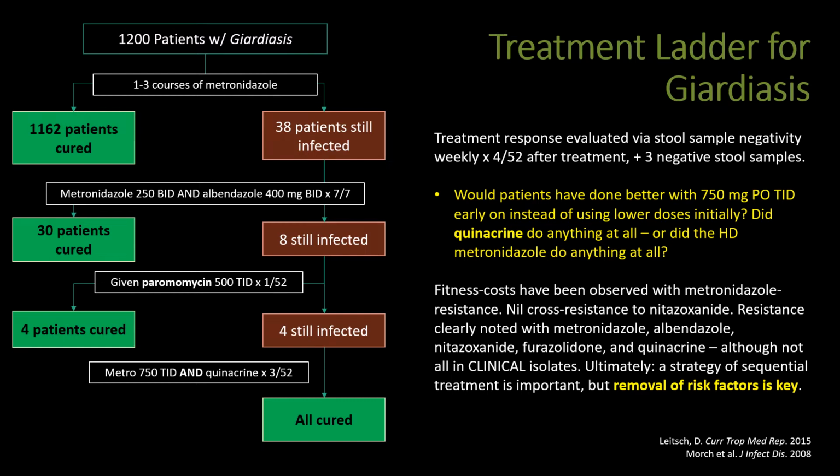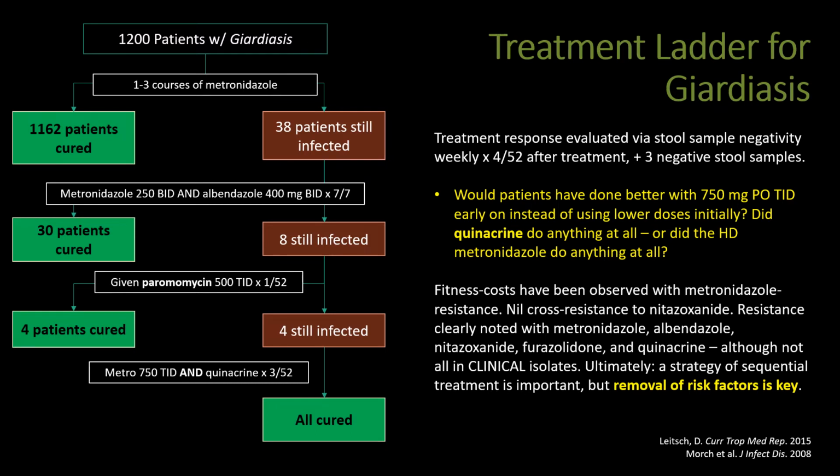This leaves us wondering, being more thoughtful from the infectious diseases perspective, would patients have been better off if they had been given metronidazole 750 mg TID initially? Is the resistance mechanism surmountable by increased dosage? Further, did the quinacrine even do anything? Or maybe did the quinacrine do everything for that last cohort?